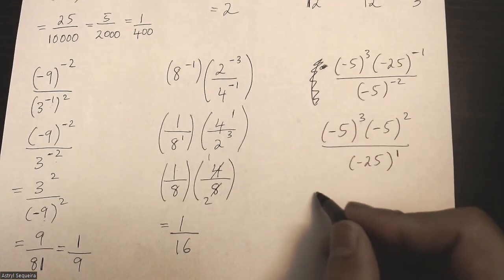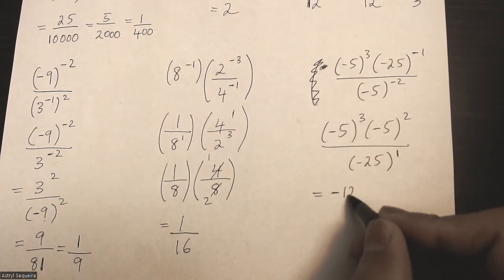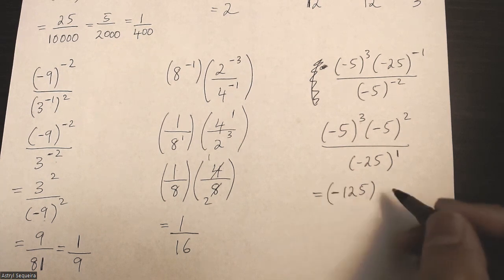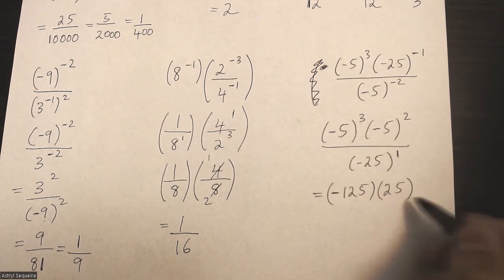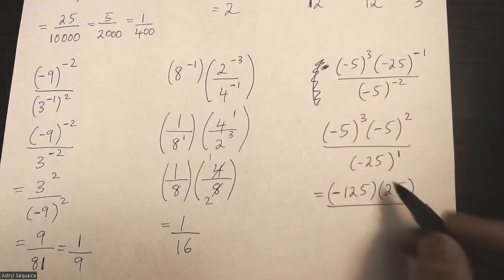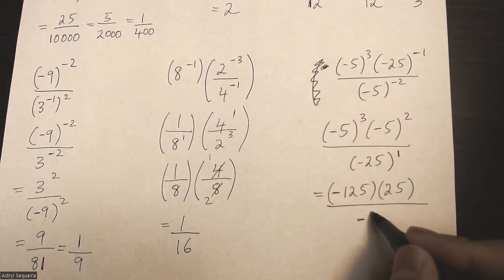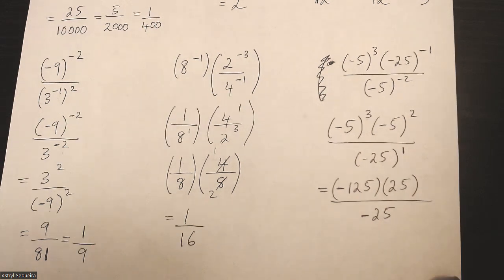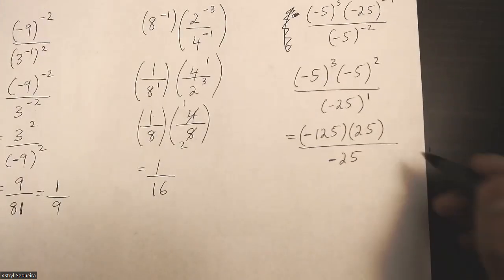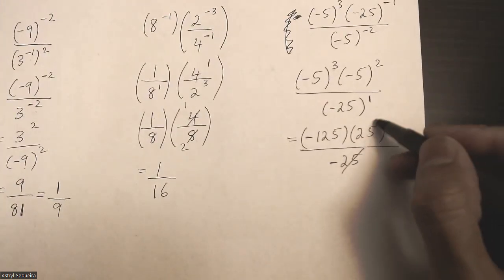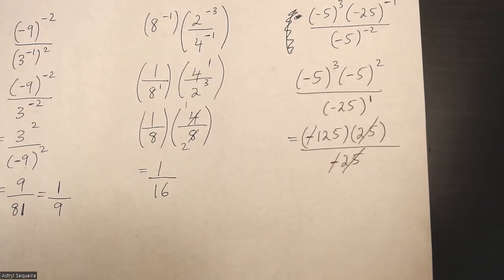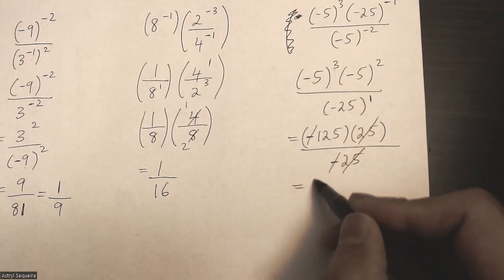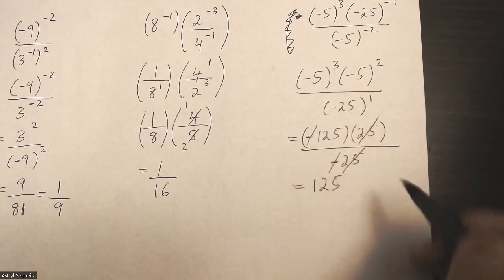Negative 5 to the power of 3, that's just negative 125. Negative 5 to the power of 2 is positive 25. And negative 25 to the power of 1 is just negative 25. Then I can cancel these two 25s, and I can also cancel these two negatives, and all I'm left with is 125.